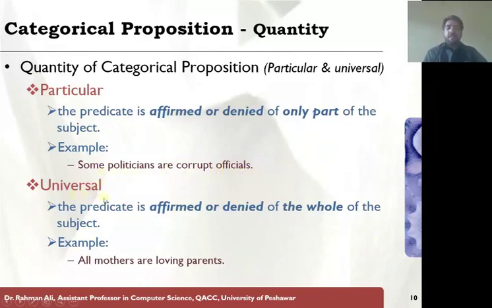Okay. And in the universal case, all mothers are loving parents. Now mothers are the subject and loving parents are the predicate. But here the quantifier which is used is all. So from the quantity perspective, the proposition will be either universal or particular. Particular can be represented by some, and universal can be represented by all or none.